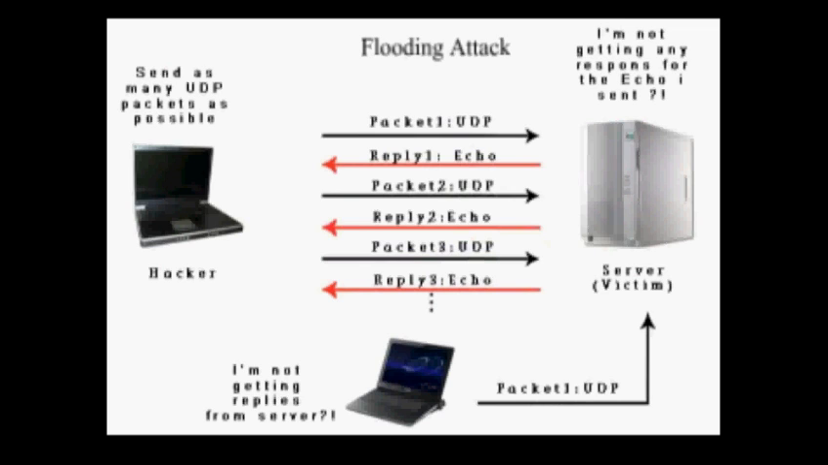In a UDP flood attack, numerous UDP packets are sent to either random or specified ports on a victim system. In order to determine the requested application, the victim system processes the incoming data. In case of absence of the requested application on the requested port, the victim system sends a destination unreachable message to the sender, that is the attacker.